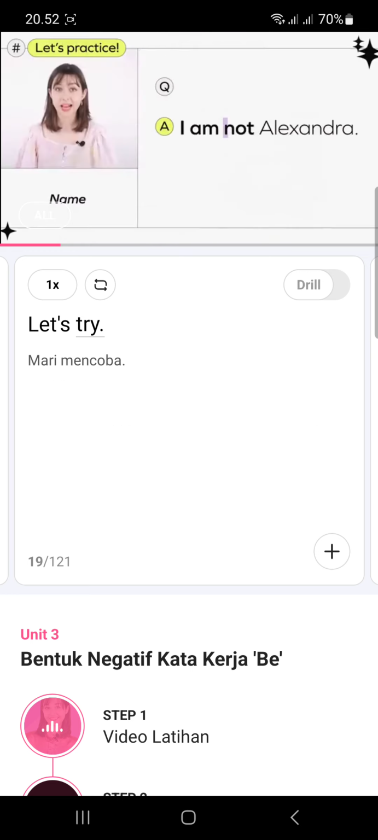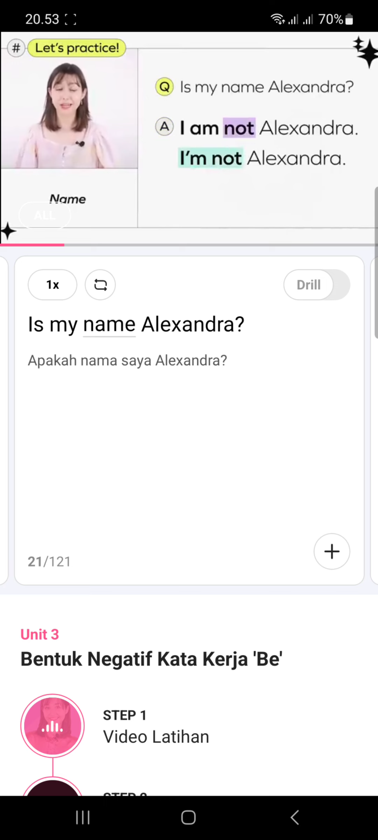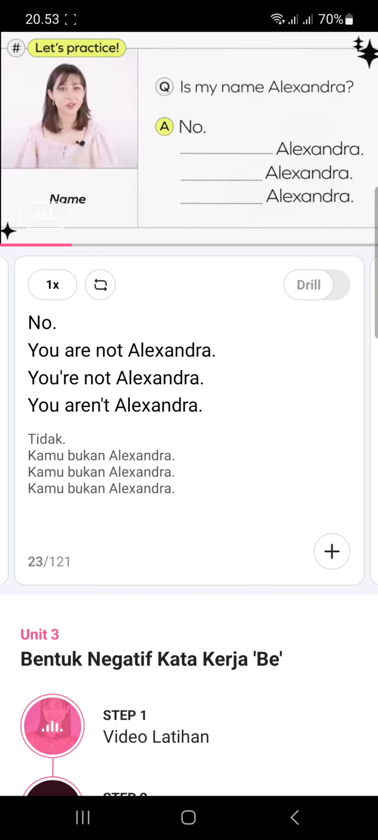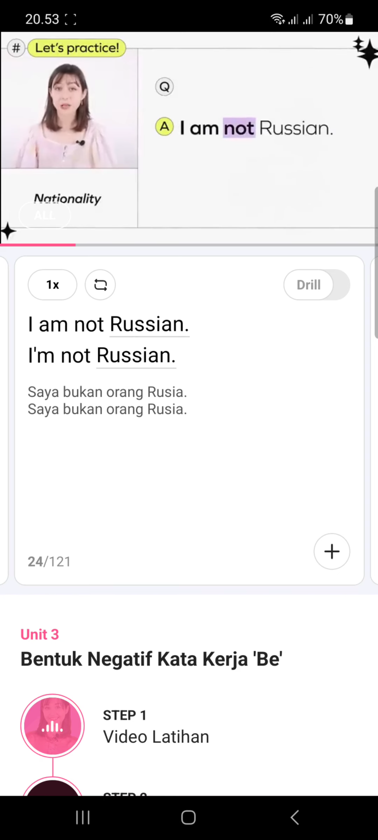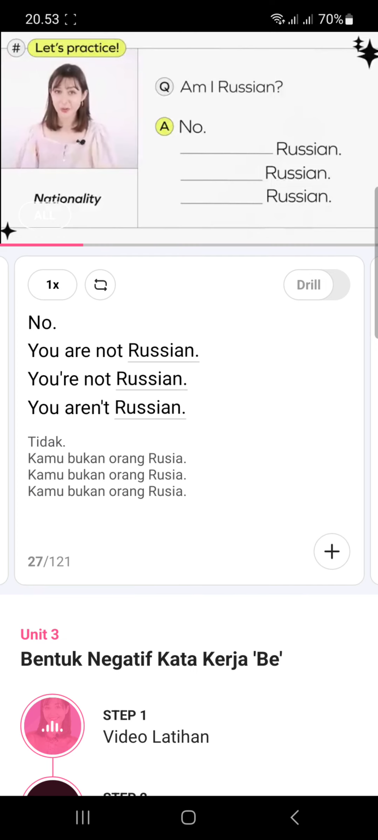Let's try. I am not Alexandra. I'm not Alexandra. Is my name Alexandra? Right. You should say, no, you are not Alexandra. You're not Alexandra. You aren't Alexandra. I am not Russian. I'm not Russian. Am I Russian? Great. No, you are not Russian. You're not Russian. You aren't Russian.